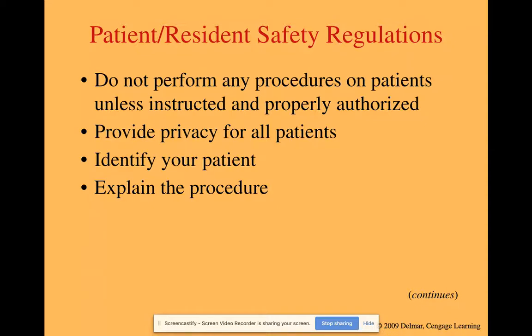Okay. Make sure you're providing privacy for all your patients. Right? Per HIPAA, we cannot disclose any information unless it's medically necessary or it's for insurance purposes. So we have to make sure that patient's information is not overheard and it's not able to be transferred to anybody it's not supposed to be. You need to be able to properly identify your patient, and you also need to adequately explain any procedure that would be done.